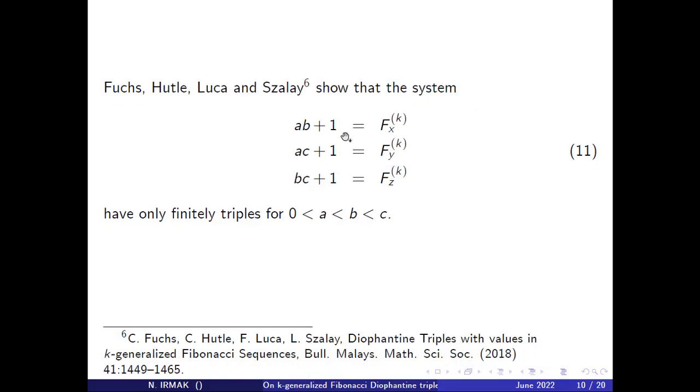Then after them, Fuchs, Luca, Hatzel, and Saleh show that ab+1 is Akx, ac+1 is Aky, bc+1 is Akz have only finitely many triples for a<b<c positive integers. If in this equation system we put k is 3, we obtain the previous results. So they generalize the previous results.